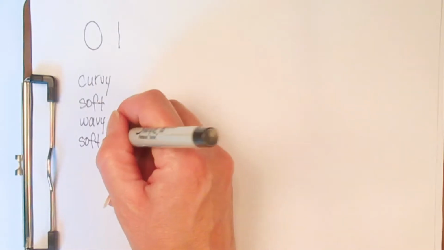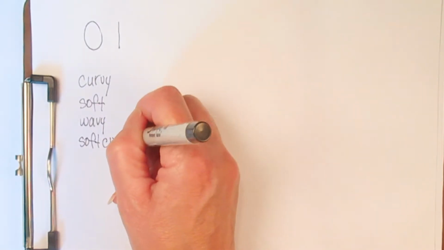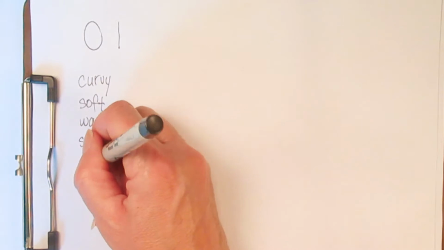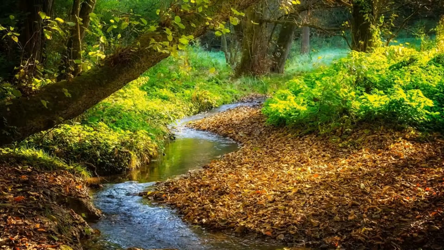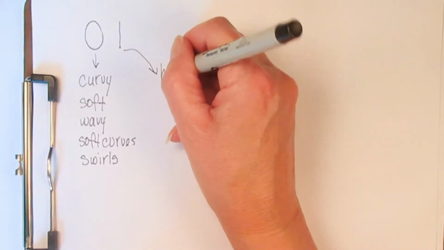Let's start first with the feminine. The feminine lines are sweeping and curvy. I think I mentioned previously, almost like a winding stream. Anything that is wavy and soft would be considered feminine.